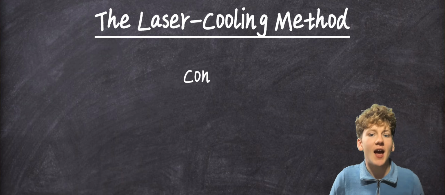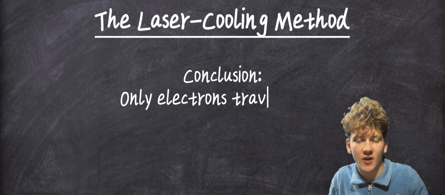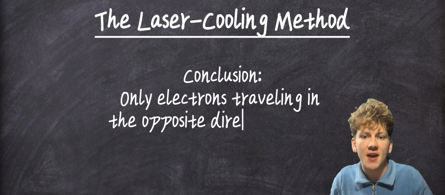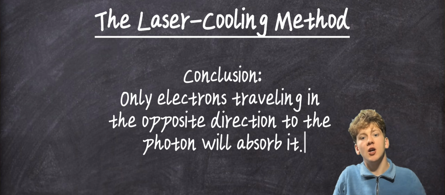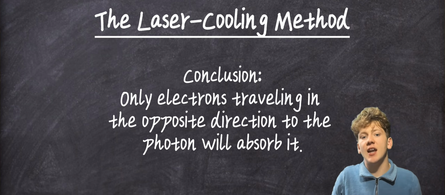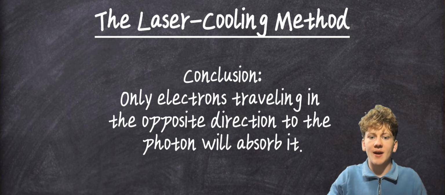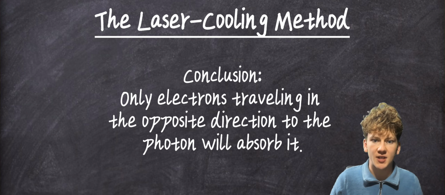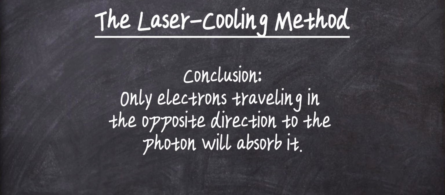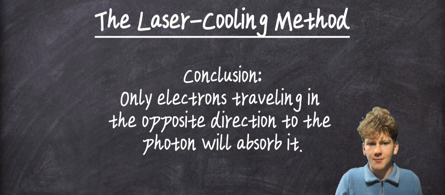To conclude, an electron will only absorb a photon from one of the 6 lasers if the atom it's orbiting is moving in the opposite direction to the laser. As the lasers act in 3 dimensions, no matter which direction the atom's moving in, it will always be moving opposite to one of the lasers. How does this help cool down the atom though?